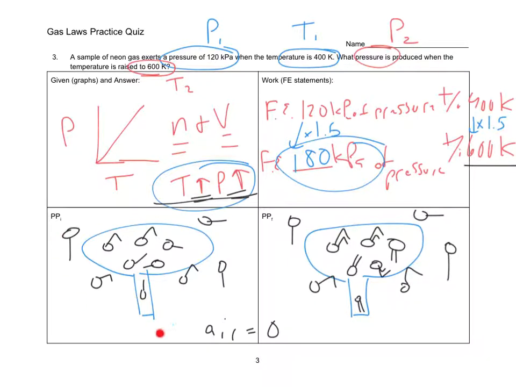And here's what this looks like at the bottom. Notice the volume of the balloon. I tried to make it the same size. All that happens is the inside particles are moving faster, and therefore they are more likely to hit the walls. We got 3 pressure moments versus 2 pressure moments here.